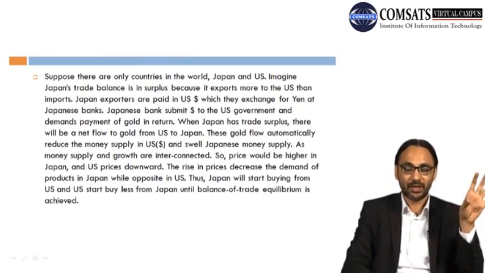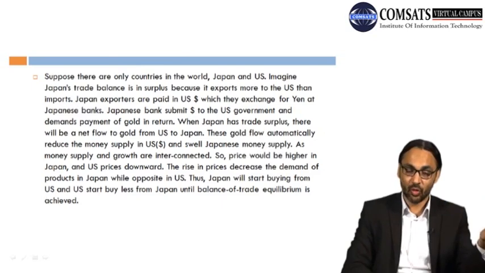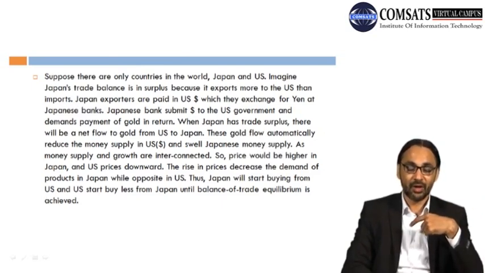When Japan has a trade surplus, we are considering that situation where Japan is in surplus, there will be a net flow of gold from the US to Japan. These gold flows automatically reduce the money supply in the US and swell the Japanese money supply.